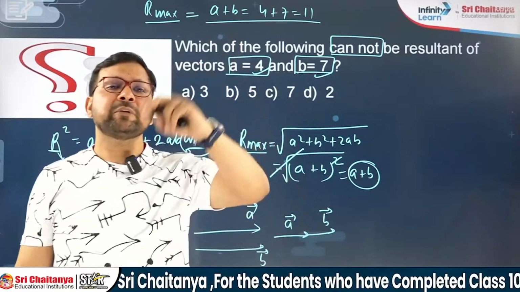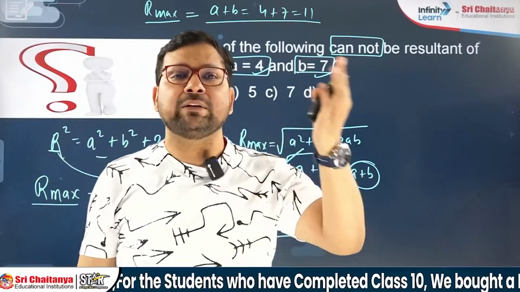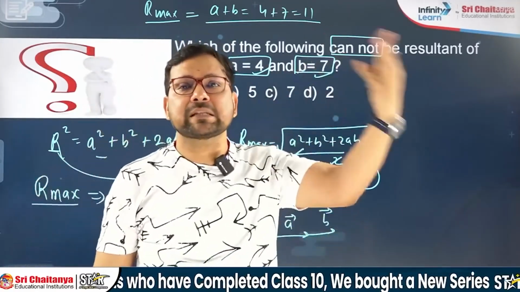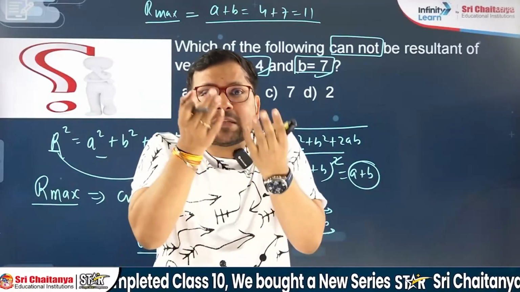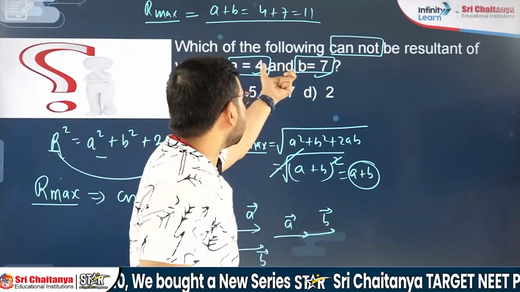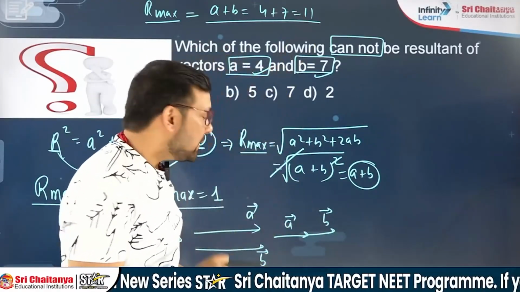2 and 3 I am taking. What will be the maximum of 2 and 3? 5. Maximum of 4 and 2? 6. It means more than 6 it cannot give. These two vectors cannot give you more than 11.